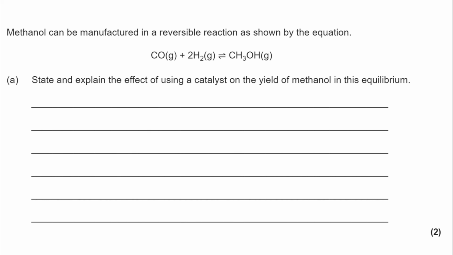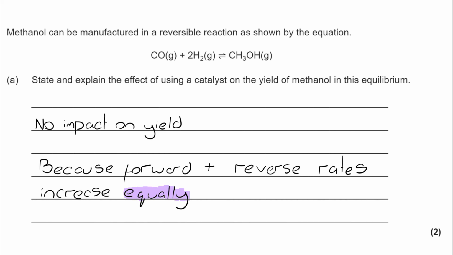Okay, for part A then, state and explain the effect of using a catalyst on the yield of methanol in this equilibrium. So the important thing to remember here, as a very common question, is that there is no impact on yield. Catalyst does not change the yield at all. However, that's because the forward and reverse rates increase equally. So because that happens, there's still an advantage to using the catalyst because it will get you to your yield more quickly.